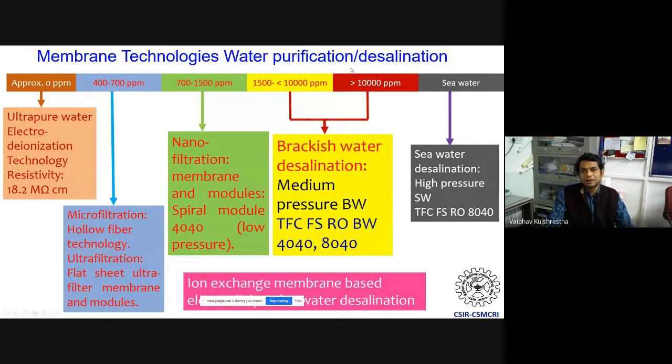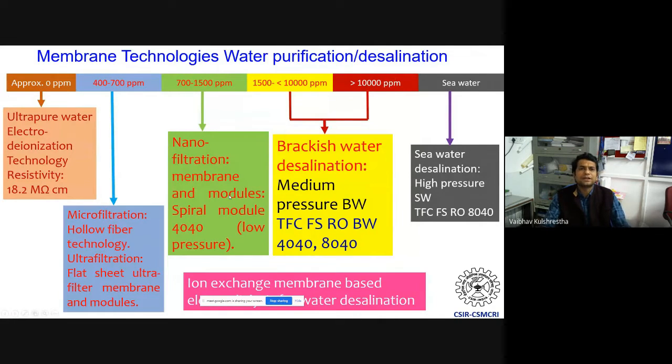Another is brackish water desalination, where medium pressure is required, and a TFC brackish water membrane is used. The 4040 and 8040 are just the module sizes: 4040 is the 4-inch module and 8040 is the 8-inch module, by which we can get potable water. This type of membrane can be used for saline water from a few thousand ppm to 10,000 ppm.